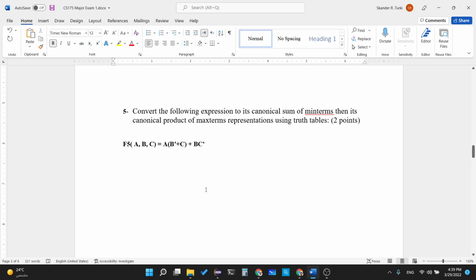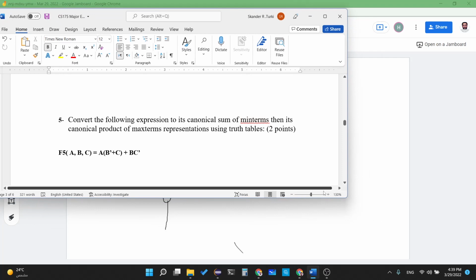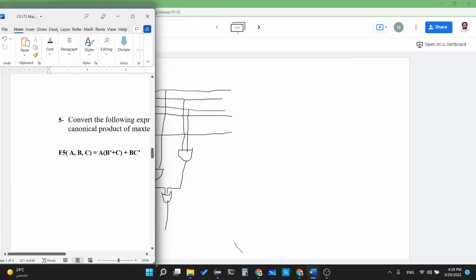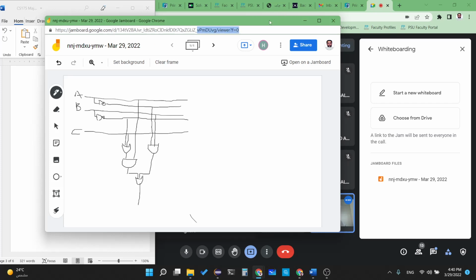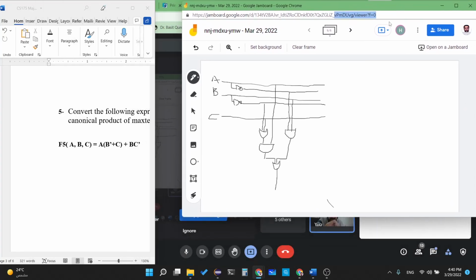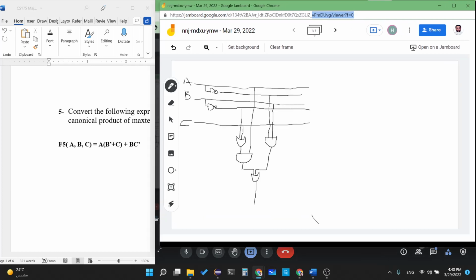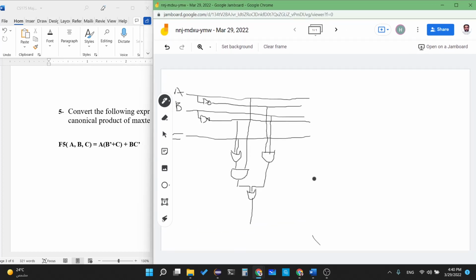Okay, so then convert the following expression to its canonical sum of min terms, then its canonical product of max terms representations, using truth tables. Okay, this will be a little bit more difficult to do with the mouse, but we'll try. Is the screen clear? Yes, clear.